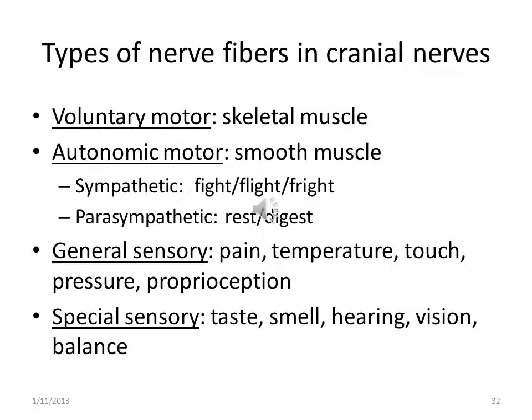Cranial nerves can have 1, 2, 3, or all 4 types of these nerve fibers in them: voluntary motor to skeletal muscle, autonomic, general sensory, and special sensory neurons. Each cranial nerve is different, and so you have to learn them individually.